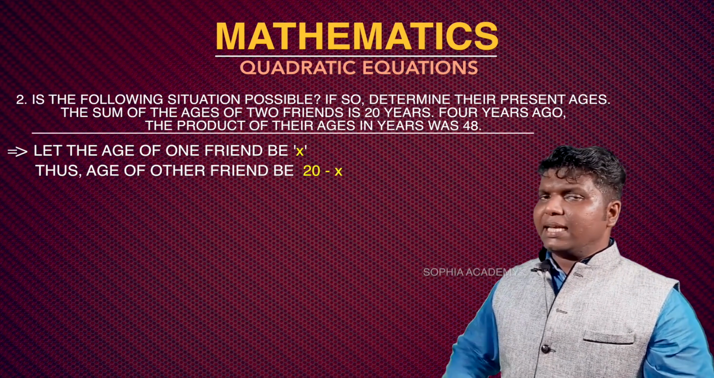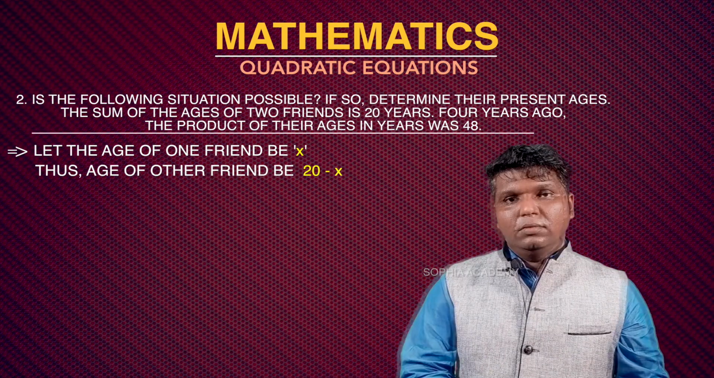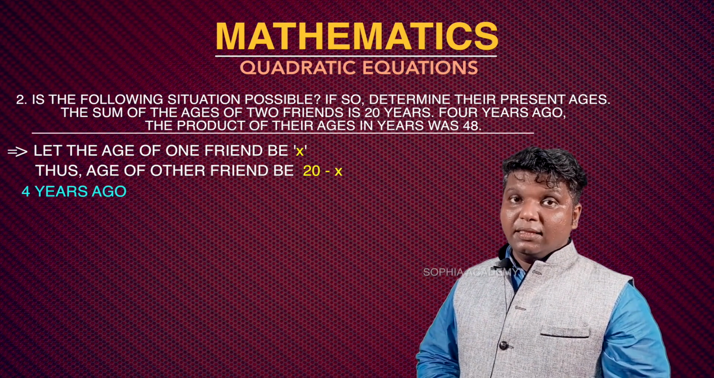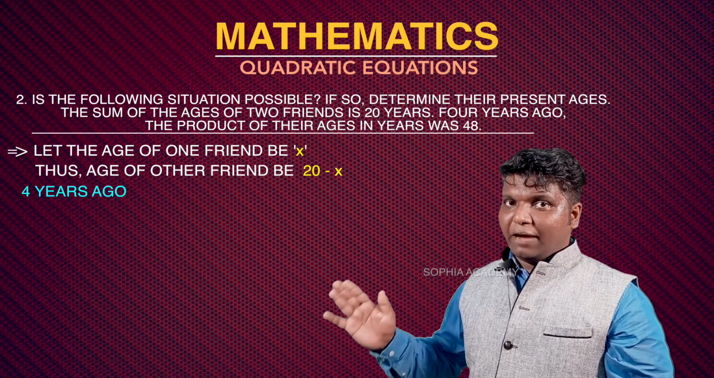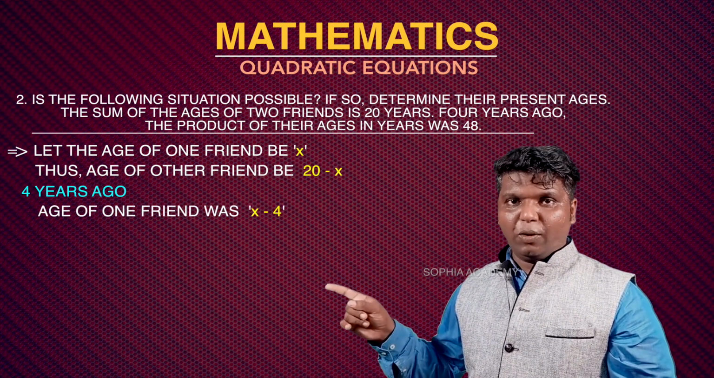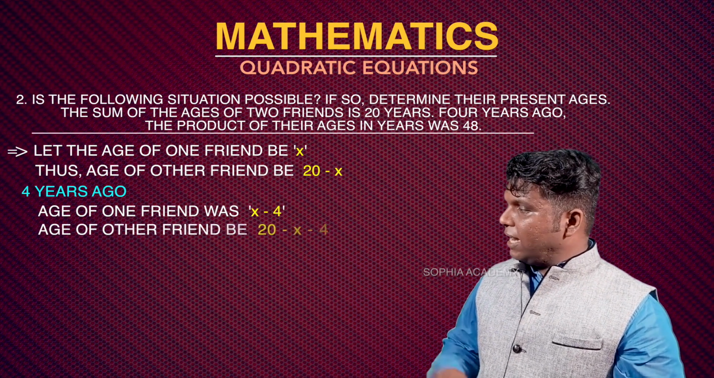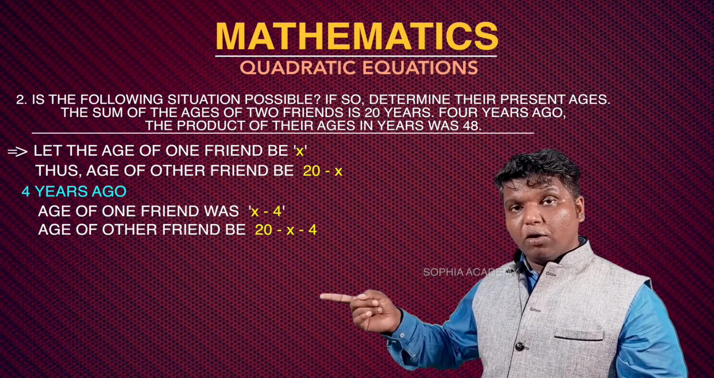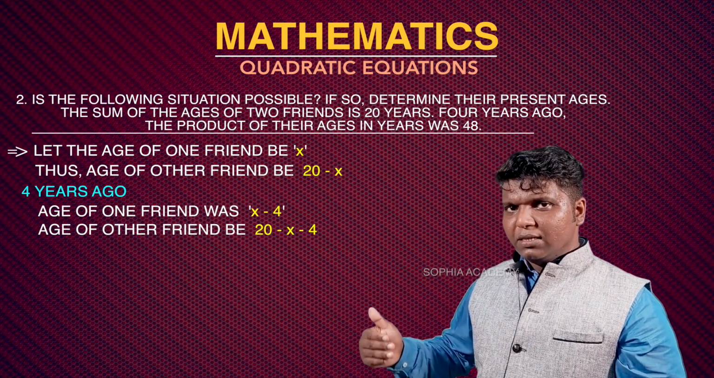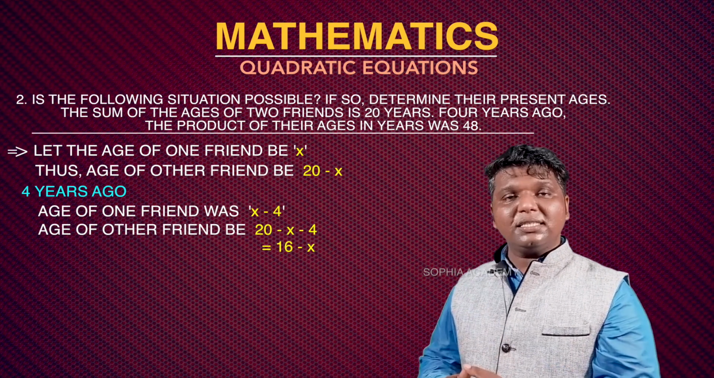And now see the second line of the question. 4 years ago. So tell me about these two guys. 4 years ago, what will be their ages? Right now, one friend is having X years. So 4 years ago, his age will be X minus 4, right? What about the other person? Right now, his age is 20 minus X. So 4 years ago means 20 minus X minus 4, which is 16 minus X, because 20 minus 4 is 16.